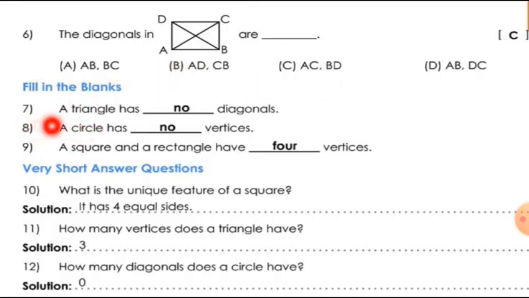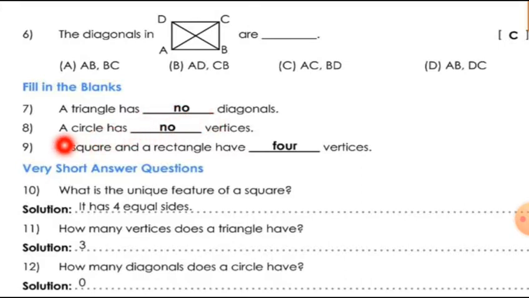Now, fill in the blanks. 7th question. A triangle has dash diagonals. Does a triangle have diagonals? No, it has no diagonals. Okay, you can write no there.